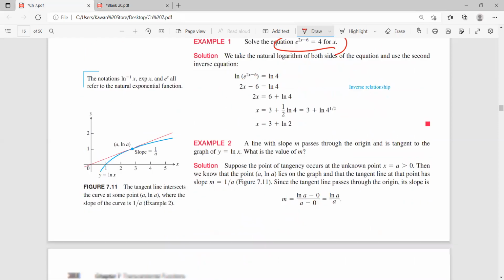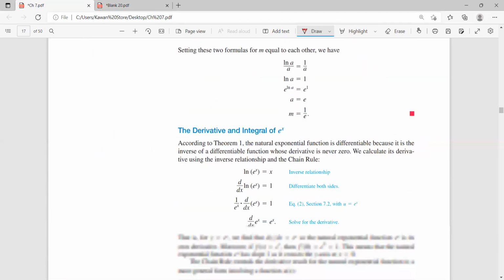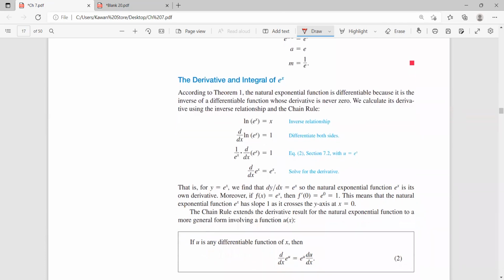Any question about this one? Okay. Now we are going to talk about the derivative of an integral.